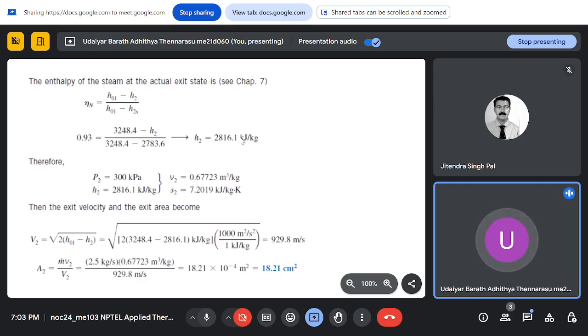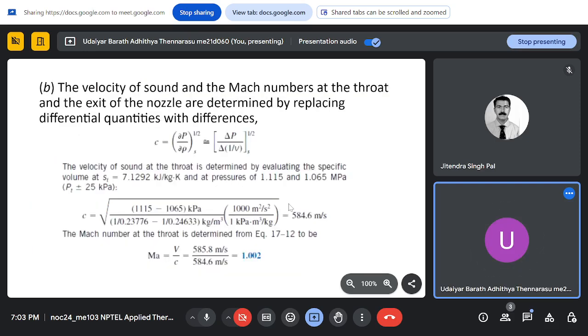Now, again knowing the enthalpy, I can estimate the velocity at the exit. Using the same relation, the velocity will come out to be 929.8 meter per second, and similarly I can estimate the area as 18.21 centimeter square. Second is to estimate the velocity of sound and the Mach number.